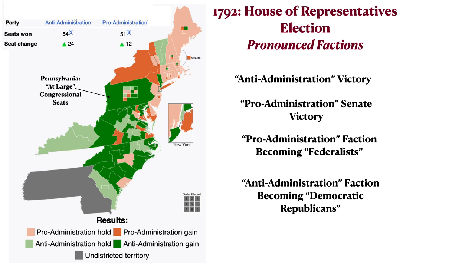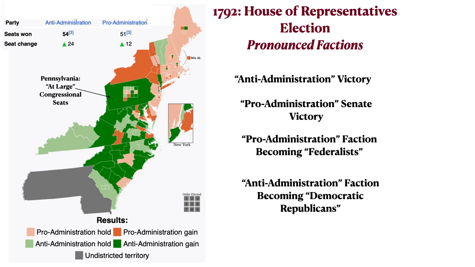So this election anyway, in the House was an anti-administration victory, pretty narrow, but you can see there's a big change in representation in the House. You can see the seat change in the upper left there, with the anti-administration group gaining 24. Now the pro-administration group is gaining as well because the country is expanding and the House of Representatives is expanding.